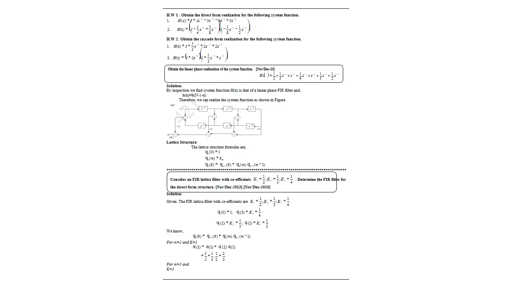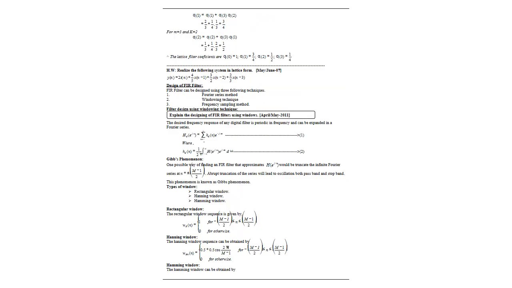So we know that Qm of k is equal to Qm minus 1 of k plus Qm of m into Qm minus 1 of m minus k. So for m is equal to 2 and k equal to 1, that is Q2 of 1 is equal to Q1 of 1 plus Q2 of 2 into Q1 of 1. So that is 1 by 2 plus 1 by 3 into 1 by 2, that is equal to 2 by 3.